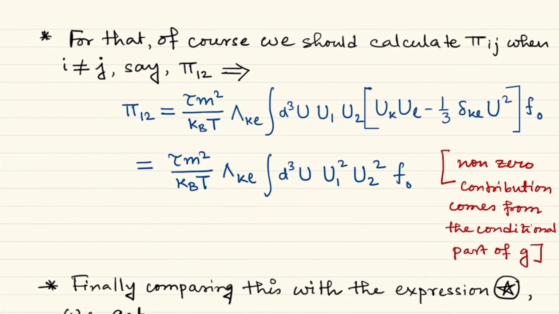You can easily see that, for example, if I write here pi 12, let's say I take i equal to 1 and j equal to 2, then pi 12 is nothing but tau m square kBT lambda kl integration d cube u, u1 u2 times uk ul minus 1 by 3 delta kl u square f0.